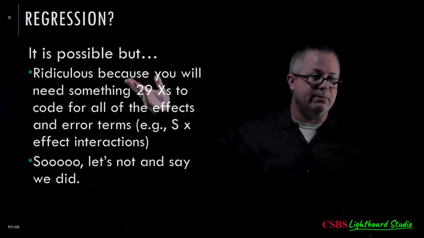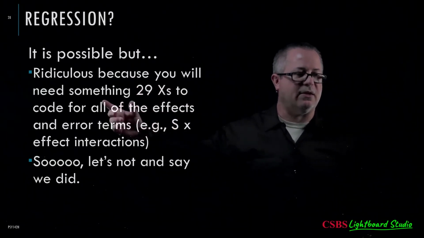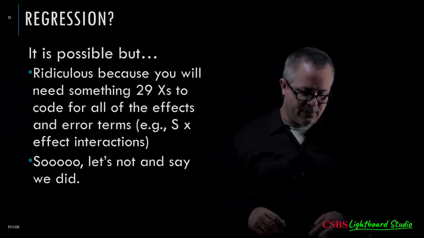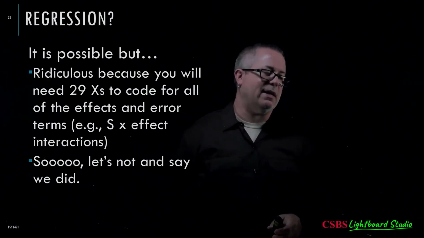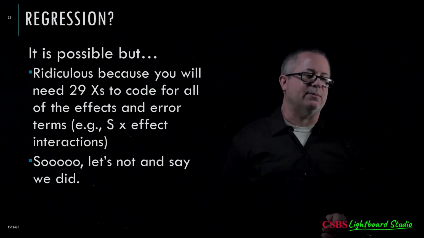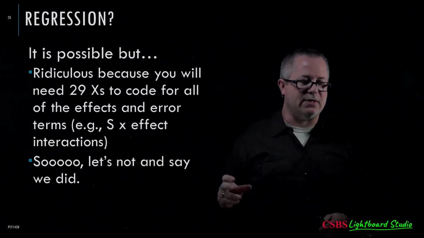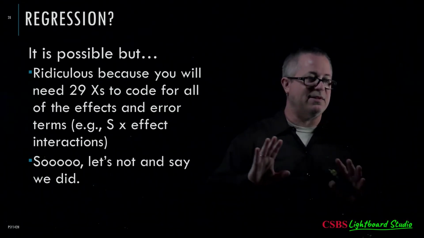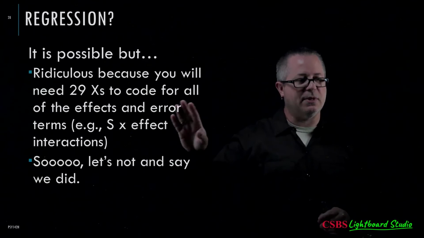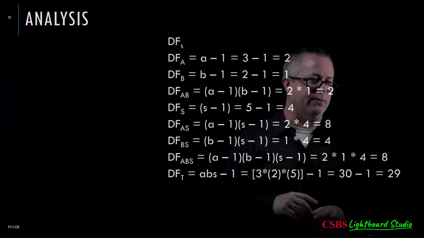So I said regression is possible, but ridiculous, because you would need, I think I said something like 30, but it's really 29 X's to code for all the effects and error terms. You need all the S by effect interactions, all that stuff. Let's not do that. Let's not even go there, because it's so overly complicated that it's not very useful.